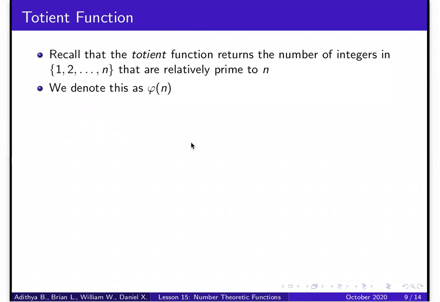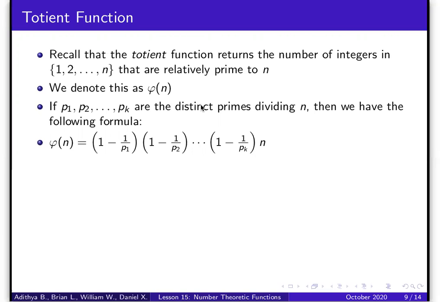Okay, so our next topic is the totient function. We've discussed this a little bit before, but we're going to discuss a couple more problems with it now. For some review, the totient function counts the number of integers from 1 to n that are relatively prime to n. And we can use this formula for computing it, given the prime factorization of n.